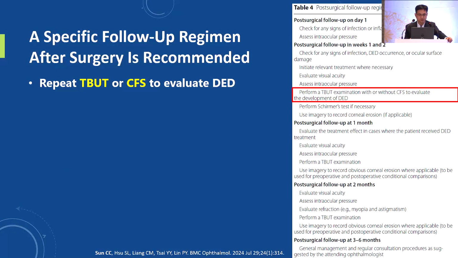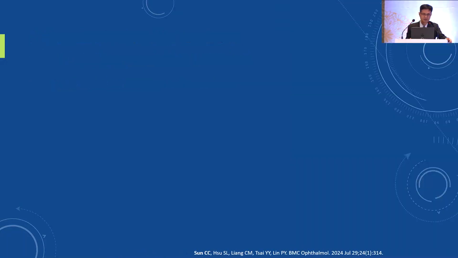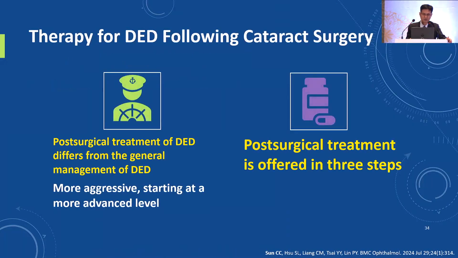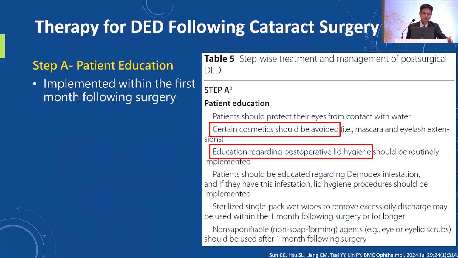So this is a specific follow-up regimen. For patients who possibly develop dry eye disease as early as 1 week or 2 weeks after cataract surgery, we have to check tear break-up time and corneal fluorescein staining to evaluate whether they develop dry eye disease after surgery. And we also adopt, as I mentioned, more aggressive treatment, starting at a more advanced level. It's offered in 3 steps.